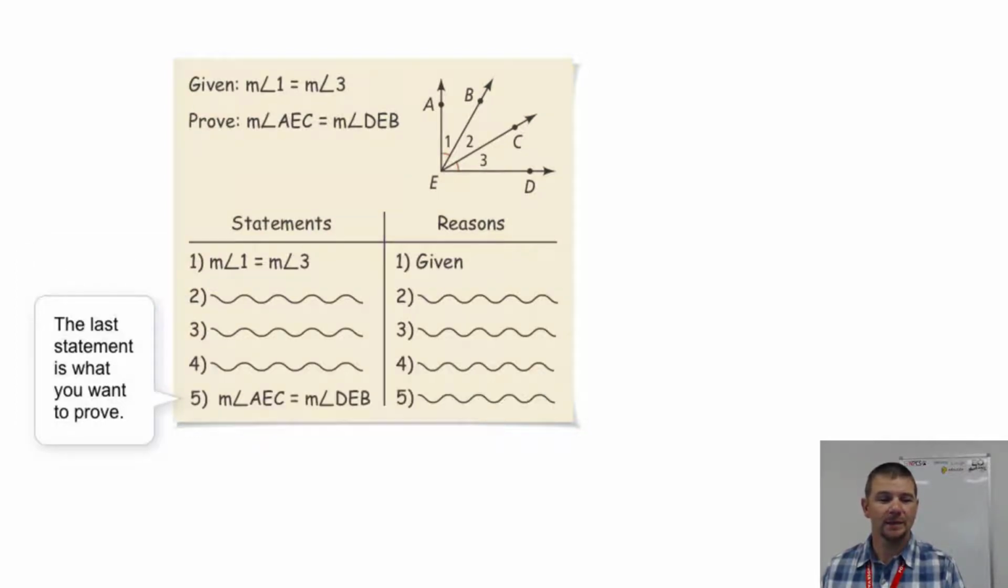The last statement is what you want to prove. In this case, that's statement number 5. The measure of angle AEC equals the measure of angle DEB.